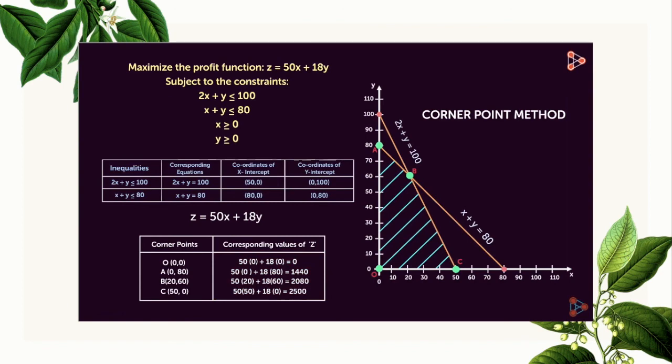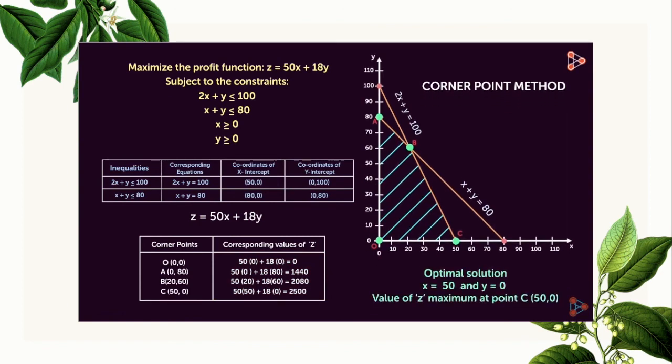Since our objective is to maximize z, the optimal solution lies at point C 50, 0 because the value of z is maximum at point C. This is how we solve a linear programming problem graphically.